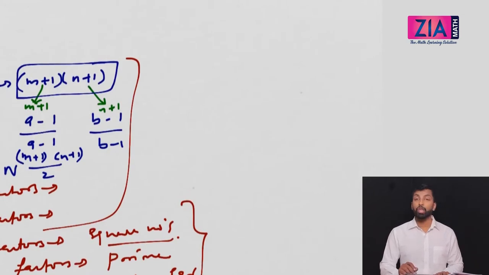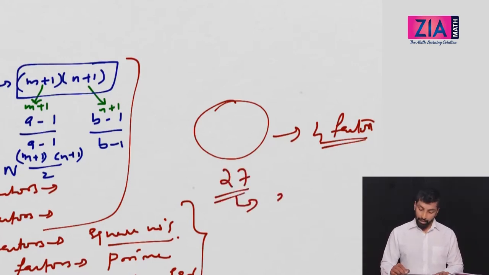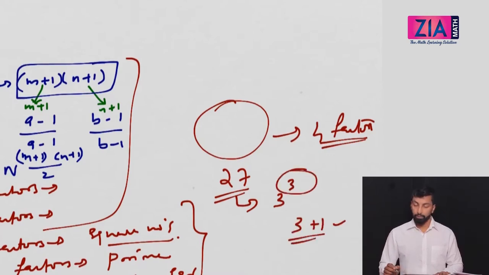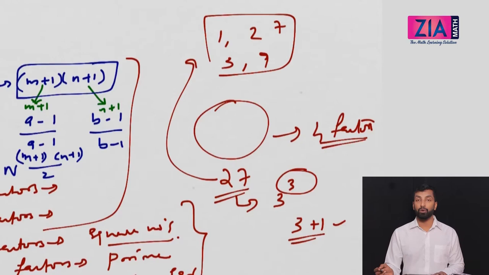Now any cube number of a prime will always have exactly 4 factors. Let's take 27. It will have 4 factors. Why? Because it's actually 3 cube. Now how will you write? 3 plus 1, 4. What are the factors? 1 is a factor, 27 is a factor, 3 is a factor, 9 is a factor. So these are the 4 factors.